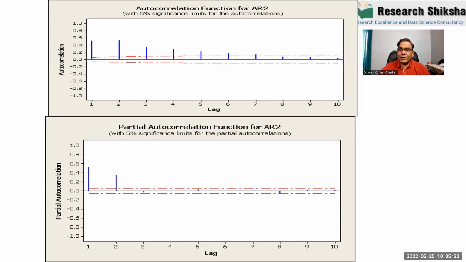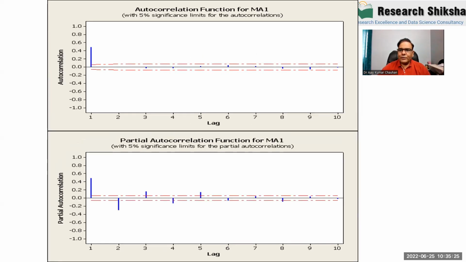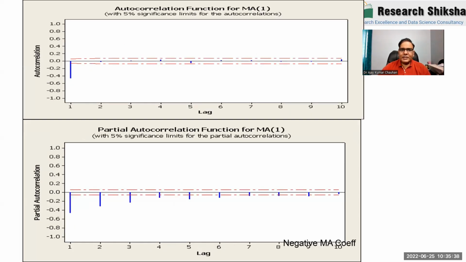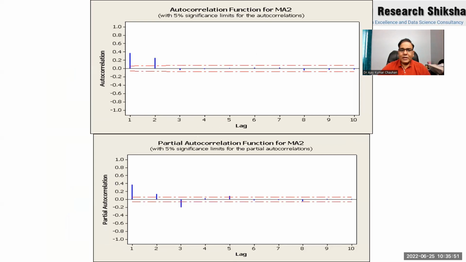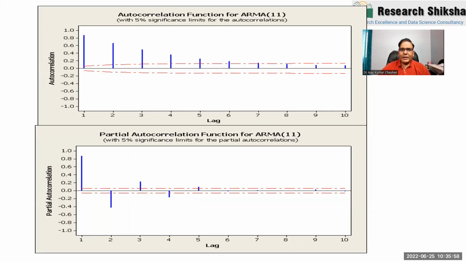Now, if you see this series, it is a pure MA1 series. Only one spike in the autocorrelation, and the partial autocorrelation is declining. This series is again an MA1 series. The partial correlation has many significant spikes, but only one is significant in the autocorrelation. This series is an MA2 series. Only two spikes are significant in MA. In this case, both series are moving down, so it is an ARMA series.